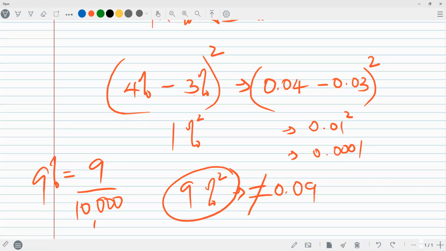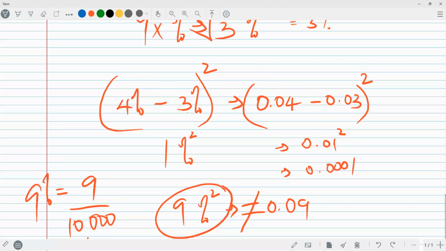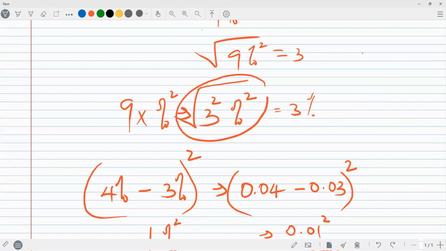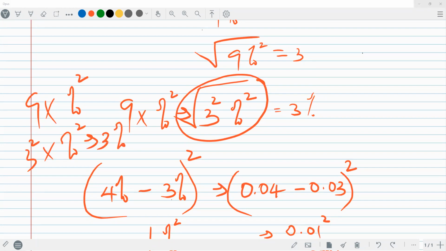These are not the same. So on the square root, you do the square root of the upper and the square root of the lower one. Because this was 9%, it is 9 times percent squared, so this is going to be equal to 3 squared times percent squared, so 3 times percent. Yeah, exactly. Yeah, I get it now. Okay, clear. Thank you.